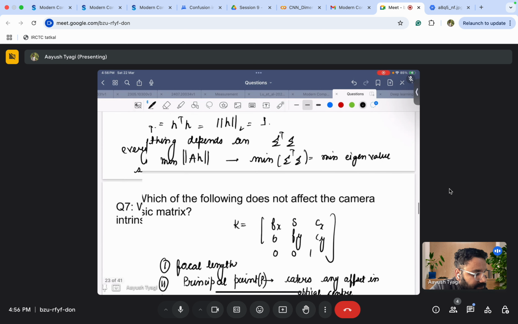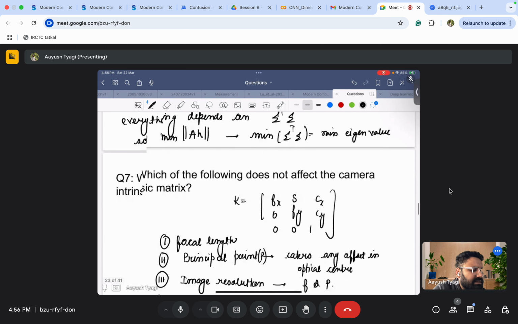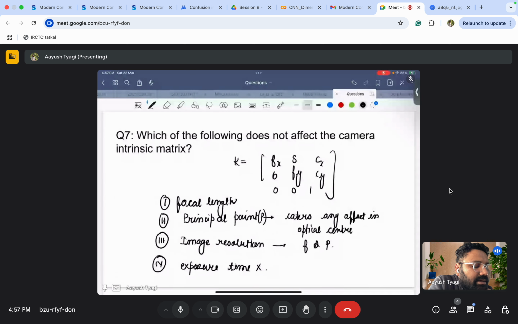Okay, let's move ahead. I think this question is similar to the one we did in the last session as well. Which of the following does not affect the camera intrinsic matrix? So let's recall what the camera intrinsic matrix is. The camera intrinsic matrix is given by K, in which the focal length component is there, the skewness component is there, and the principal points are there, right?